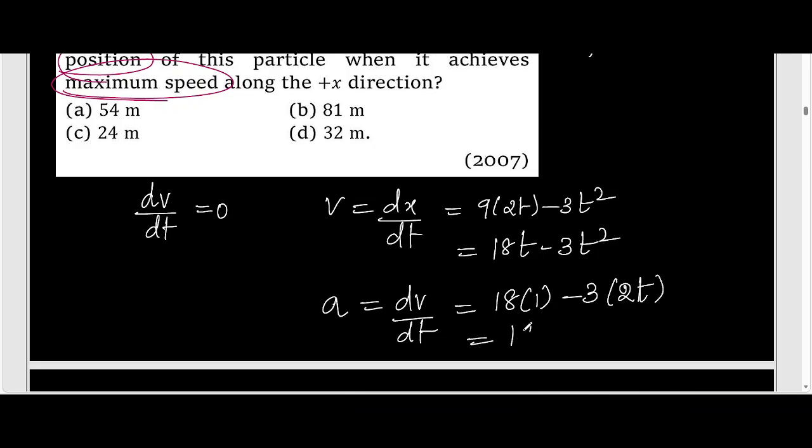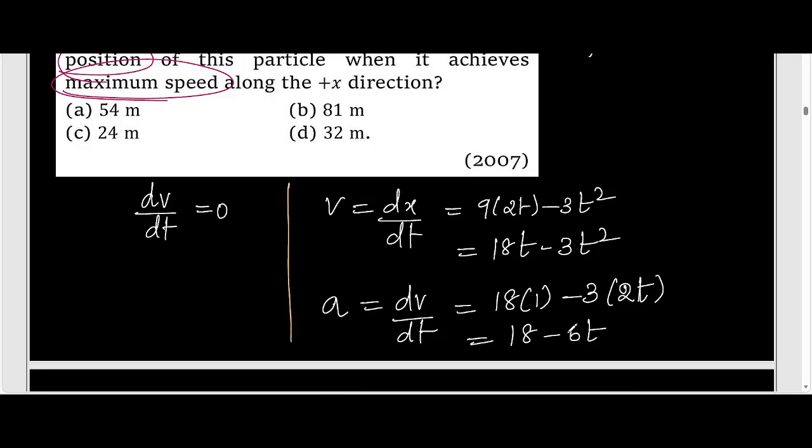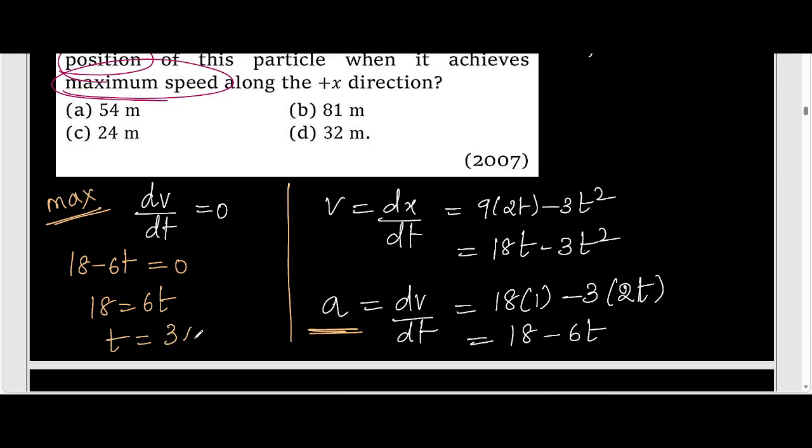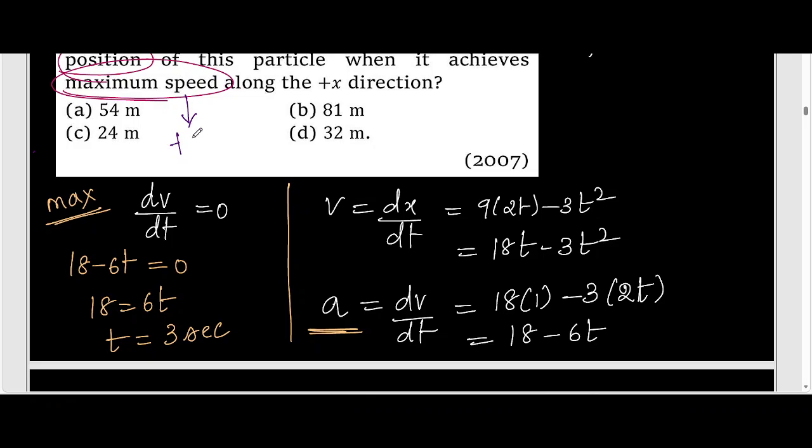So how much is this? 18 minus 6t. So this is our dv by dt. Now according to the question, we have to equate it to 0. That means acceleration has to be 0. So 18 minus 6t is equal to 0, because at this point the speed is maximum. Now 18 is equal to 6t, and t is equal to how much? 18 by 6. 6 3s are 18. So this is 3 seconds. So you got the time t. So from this condition, maximum speed, what we have found is that time is 3 seconds.